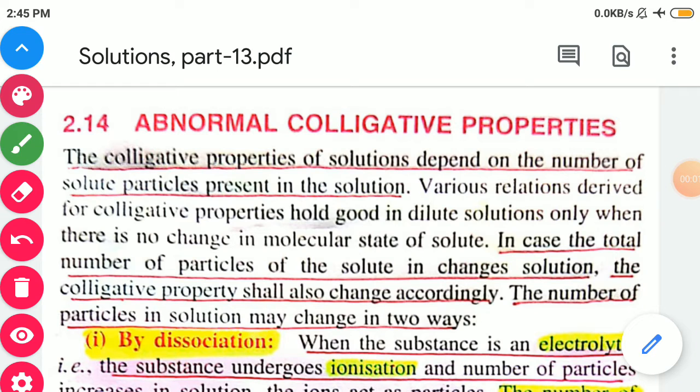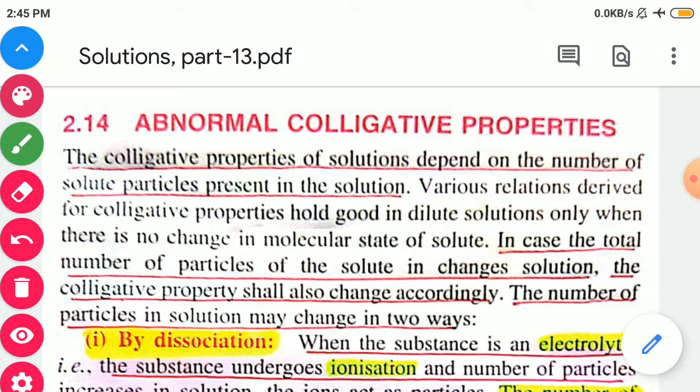Hello students, in the 13th video lecture of chapter 2, that is Solutions, you will study abnormal colligative properties and some numerical problems based on it. Abnormal colligative properties means such colligative properties in which solute particles get dissociated or associated.